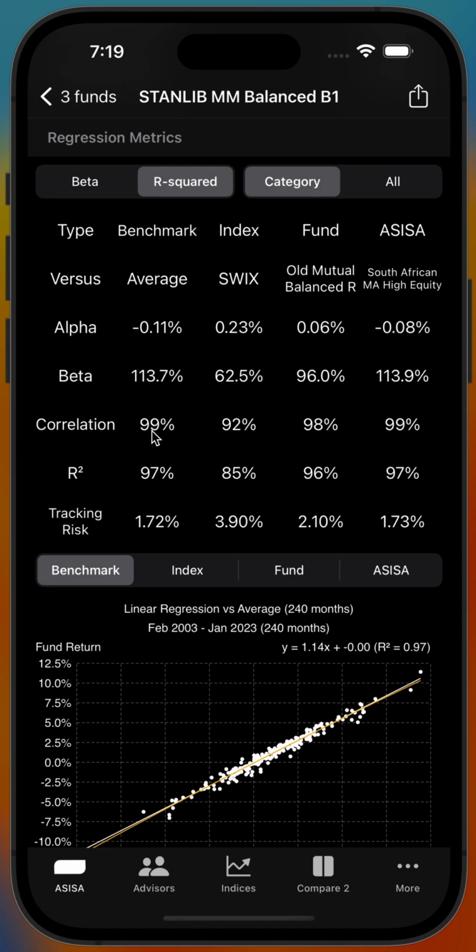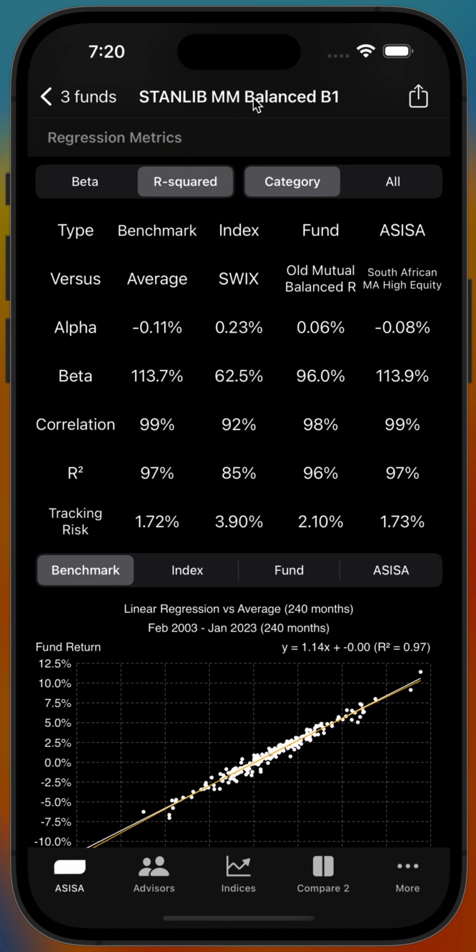So here it's giving you the correlation, it's giving you the beta, it's giving you the R squared, which is the correlation sort of squared, as well as the tracking risk. So a fairly good fit in terms of a low tracking risk to the ASISA category average. To the benchmark, to the index SWIX, which is the best matching index, it's a much higher tracking error. Why?